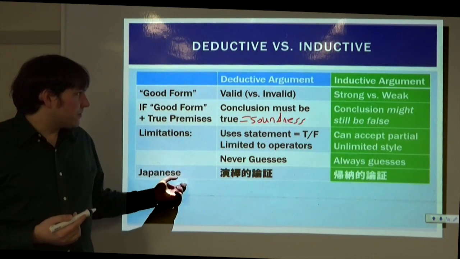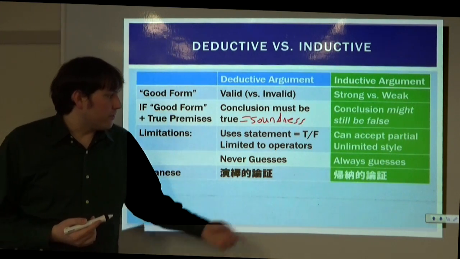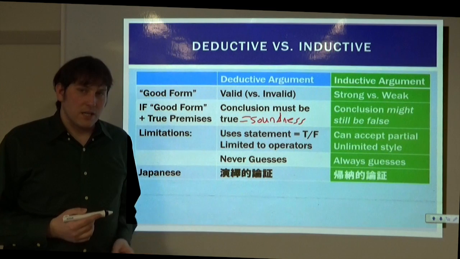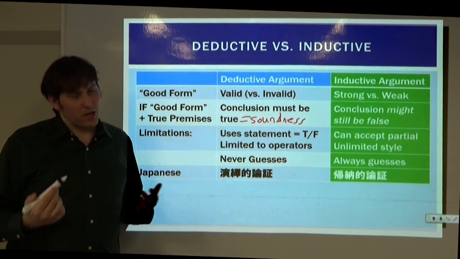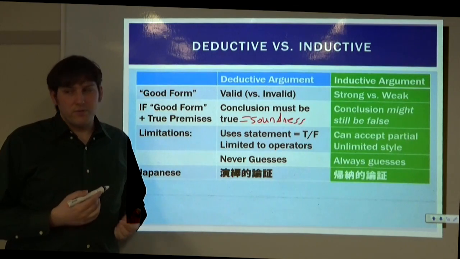Now, in Japanese, the one is an en-ekiteki ronsho. The other one is a kinoteki ronsho. So if that helps you to find further resources, good luck. If you have questions, always feel free to ask me.